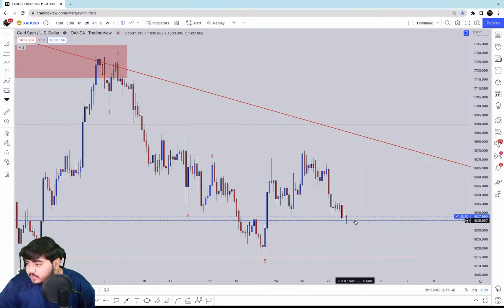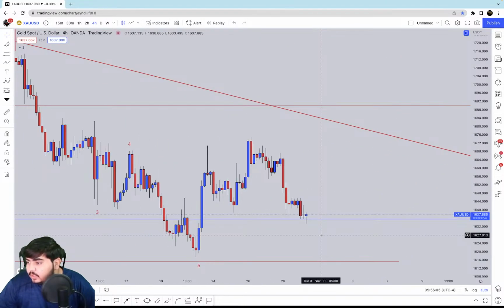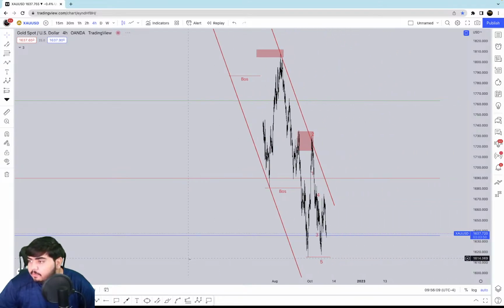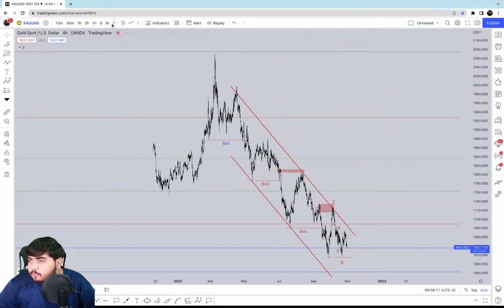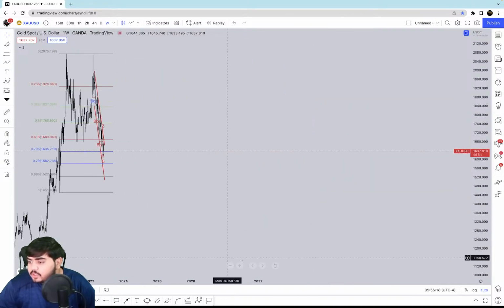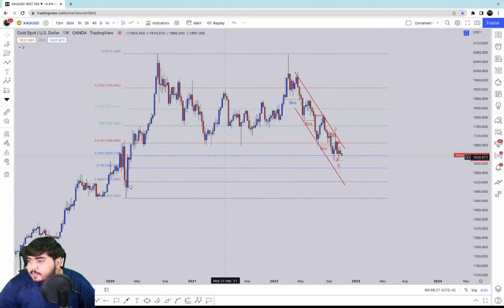Now this blue line is the bigger Fibonacci level. Remember that we marked up on the weekly time frame. When you go on the weekly time frame, we can see that this is basically the 70% retracement level of Fibonacci here, around which market is currently moving.